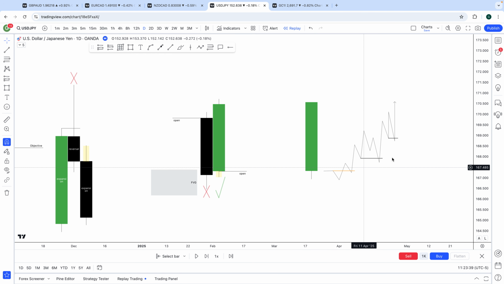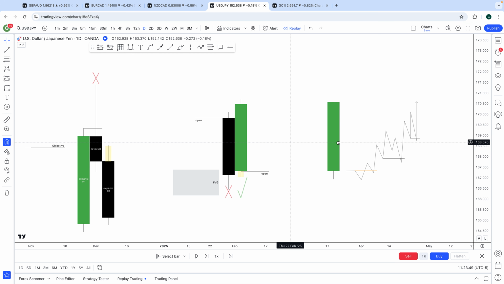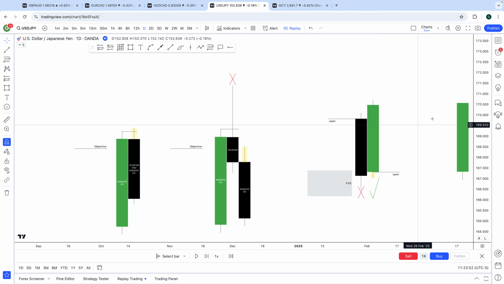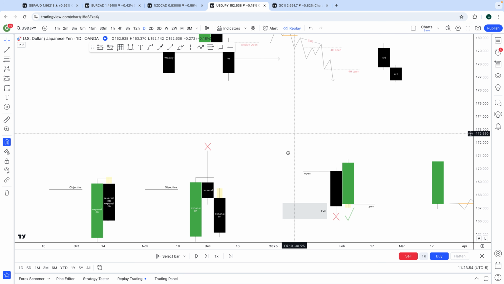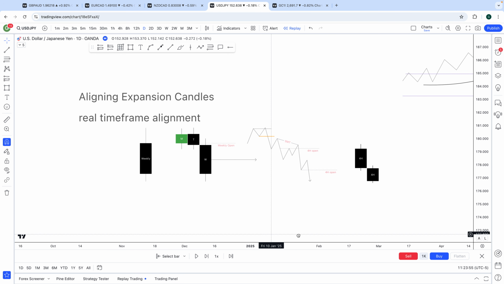And this is when you see order flow hold. The reason why we want to trade expansion candles is because we know that inside of expansion, we get order flow that holds to create the expansion candle. So let's get into aligning expansion candles.